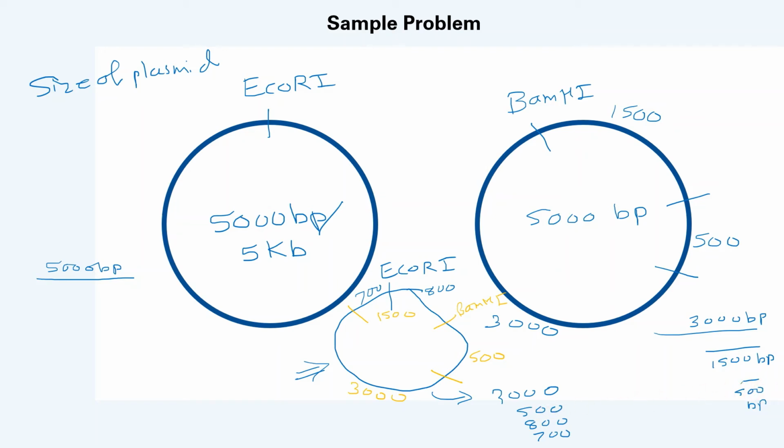But then you have these two, which add up to the missing piece from BamHI restriction, which is 1500. And with that, you can say, oh, that means the 1500 segment is where EcoRI must be cutting. And it must be cutting in such a way that it's distributing this into 700 and 800. And that's how you fit the puzzle pieces together.